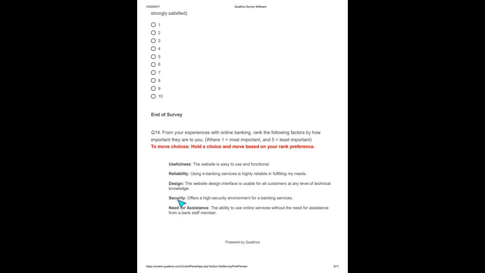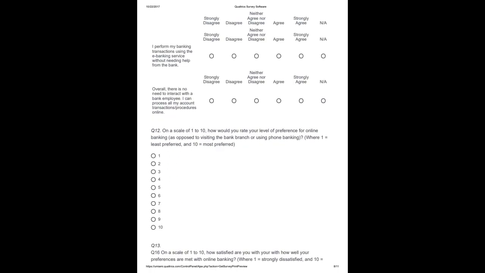Why? Because security and reliability may confuse the person. Security is about the data, the information, your money, all of it being secured. Reliability is that what you were promised as a service, you receive from the online banking. So here you do ranking, and here you rate your preference for that bank, which is like the willingness, and here, how satisfied.